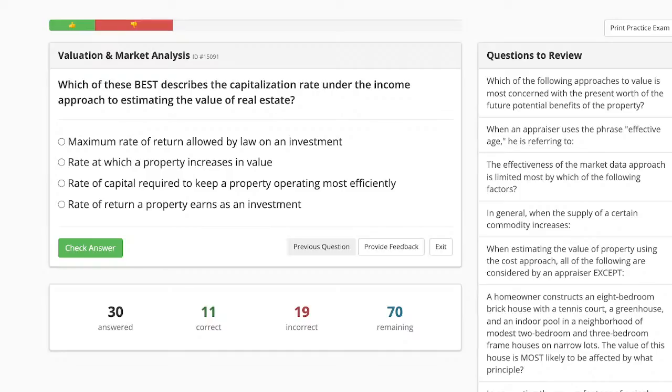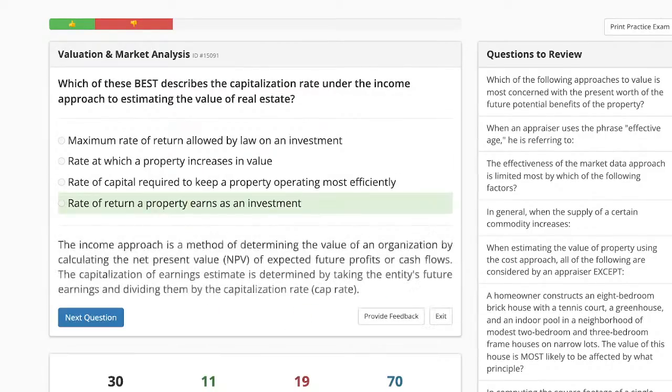Heather, yes, what you're doing on Aceable Agent, that's exactly what I'm talking about. Aceable follows the same methodology that we do. The answer is D, rate of return a property earns as an investment. All right, moving right along.